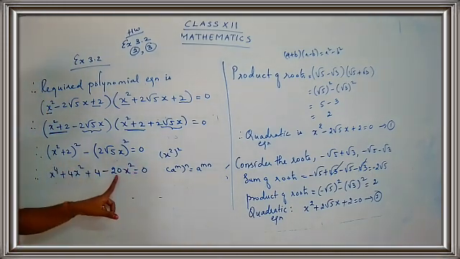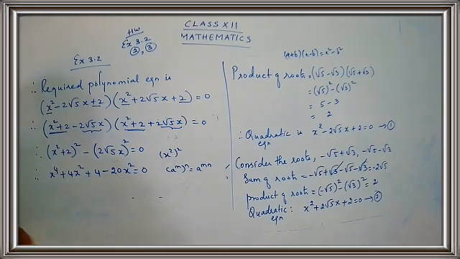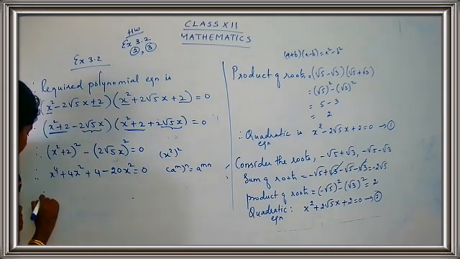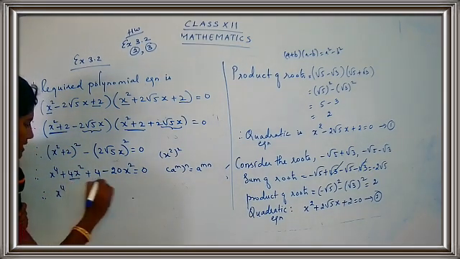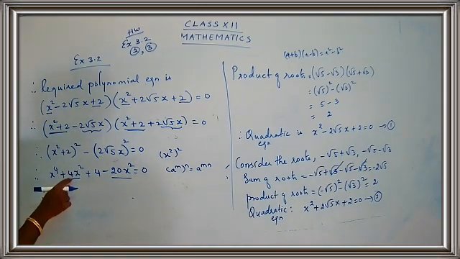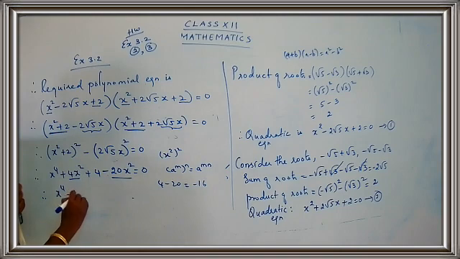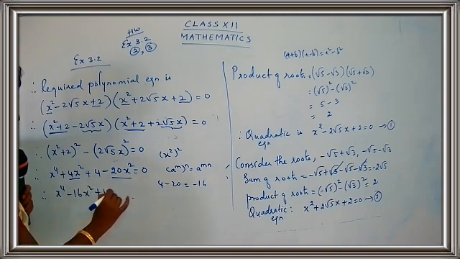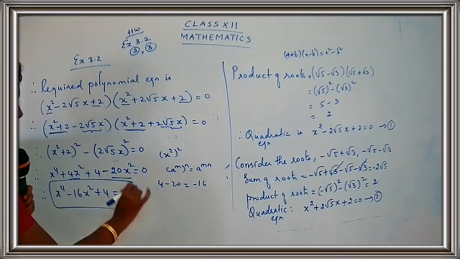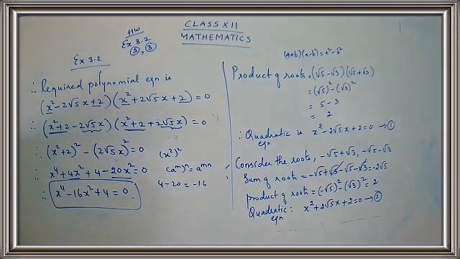We have some like terms, children. So let's simplify the like terms and complete the answer. Therefore, x raised to 4, this and this are the like terms with x square. So 4 plus 4 minus 20, 4 minus 20 gives you minus 16. Minus 16x square plus 4 is equal to 0. This is the required polynomial equation. What is the answer? x raised to 4 minus 16x square plus 4 is equal to 0.